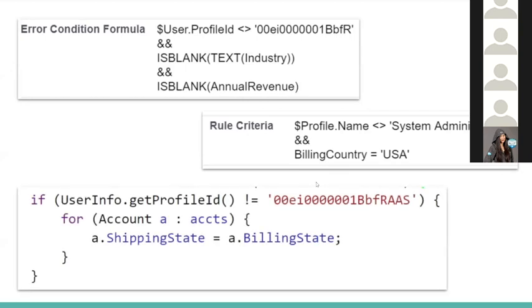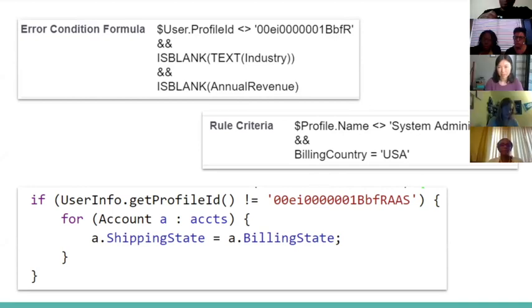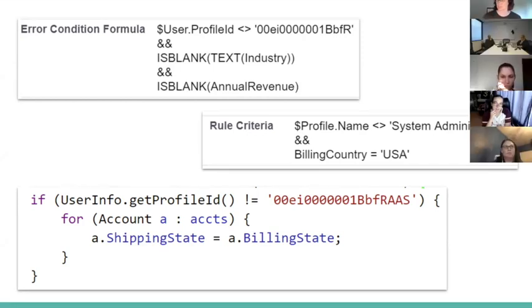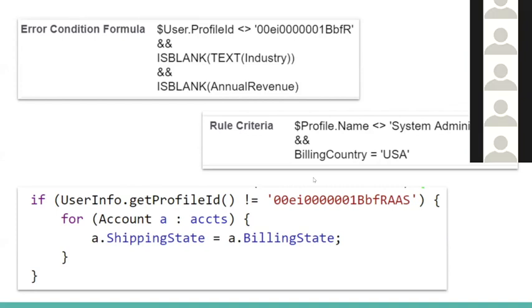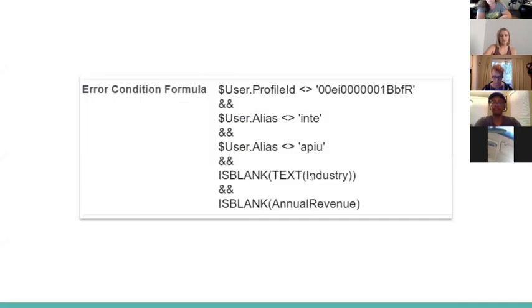Or something like this in code, where you say, if the user's profile ID is not system admin, then run this code. Hardcoded ID, again, very, very bad, but it gets the job done, right? So this is a very common way to conditionally enforce validation rules or run workflows or run code in an org. And it works for the most part until you get to exception after exception after exception.